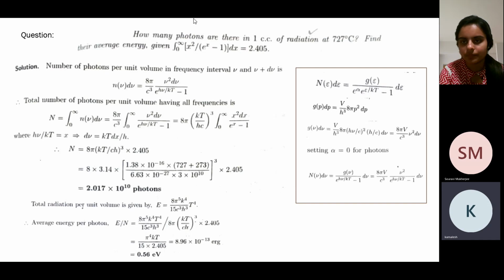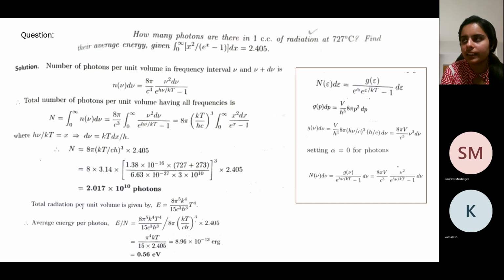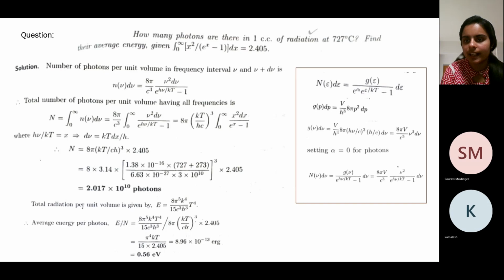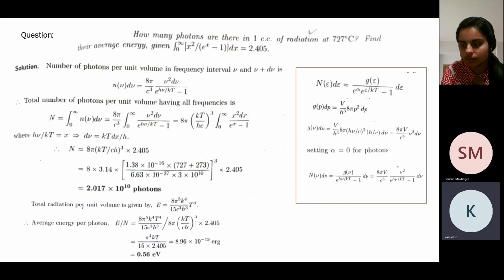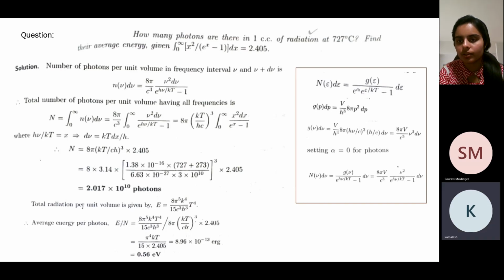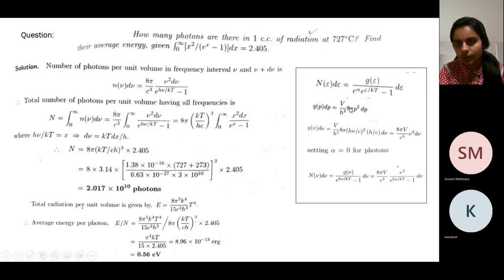Tell me. For photons, the photons can be in the plus 1 state or in the minus 1 state, right? Because of that you get polarized in one direction or the other. This is the spin angular momentum that gives you plus 1 or minus 1, so because of that you get a 2. So that is 8 pi p square dp into V by h cube.